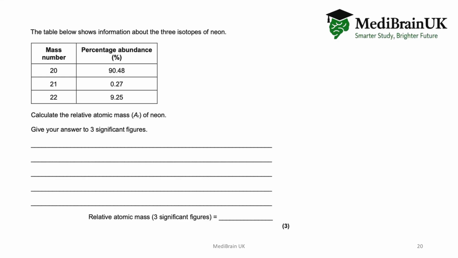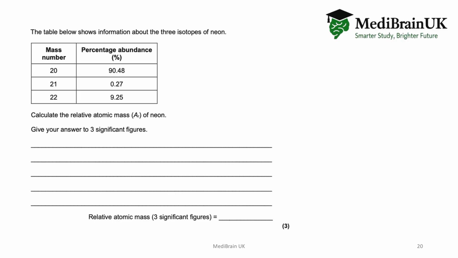Hi everyone, and welcome to our video where we will be looking at some exam questions on isotopes, atoms and elements and compounds. So our first exam question states the table below shows information about the three isotopes of neon. We're given the mass number in the first column and we're given the percentage abundance in the second column. It then says calculate the relative atomic mass of neon, giving your answer to three significant figures.